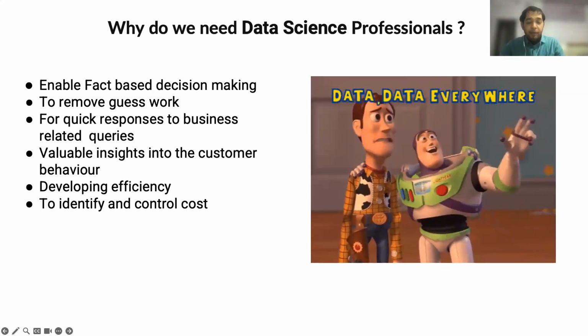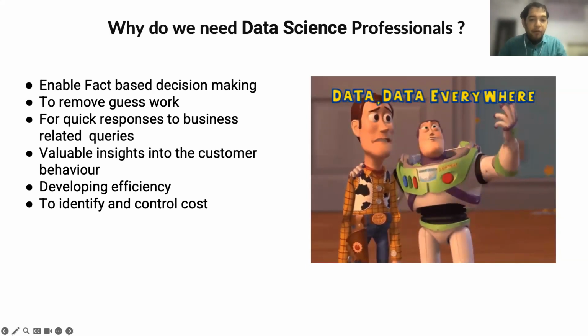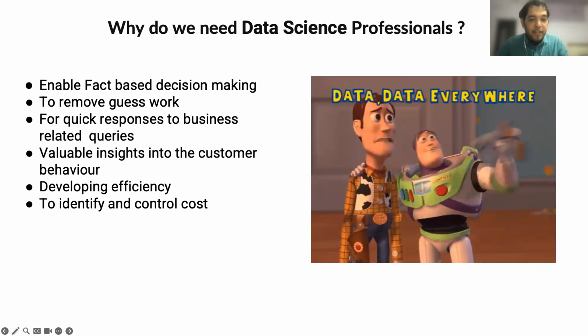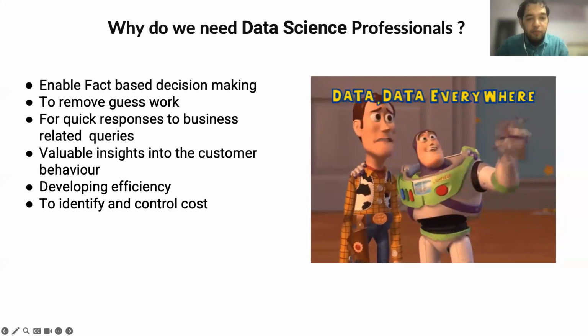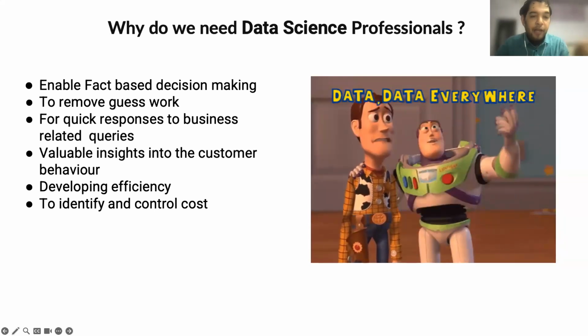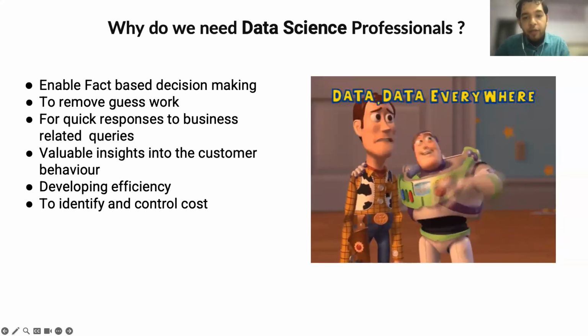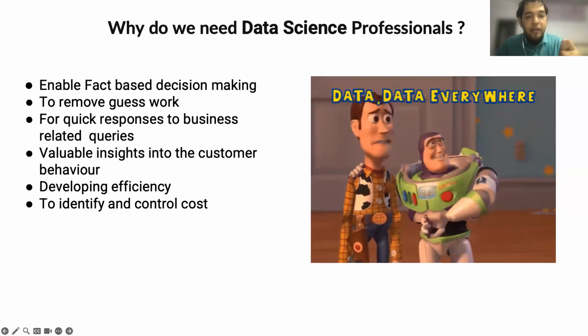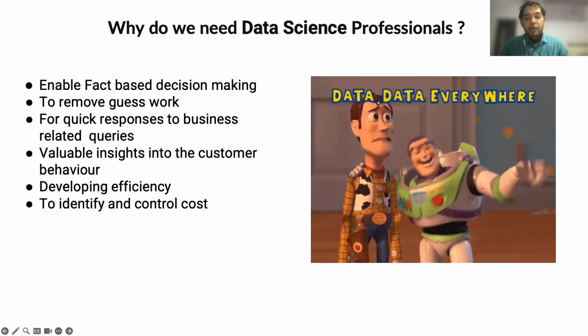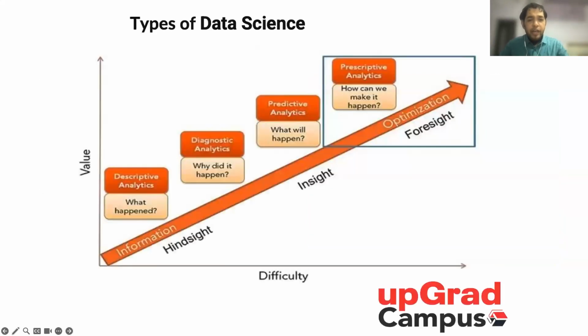So that's the main thing. If I have to describe it in one word, what does a data science professional do? He removes the guesswork. He's a fact-based person. He talks facts. He gives you the facts on the table, and you try to make decisions on top of it. And if you're making a decision based on facts, you are more likely to be correct than incorrect. There are different aspects of data science.